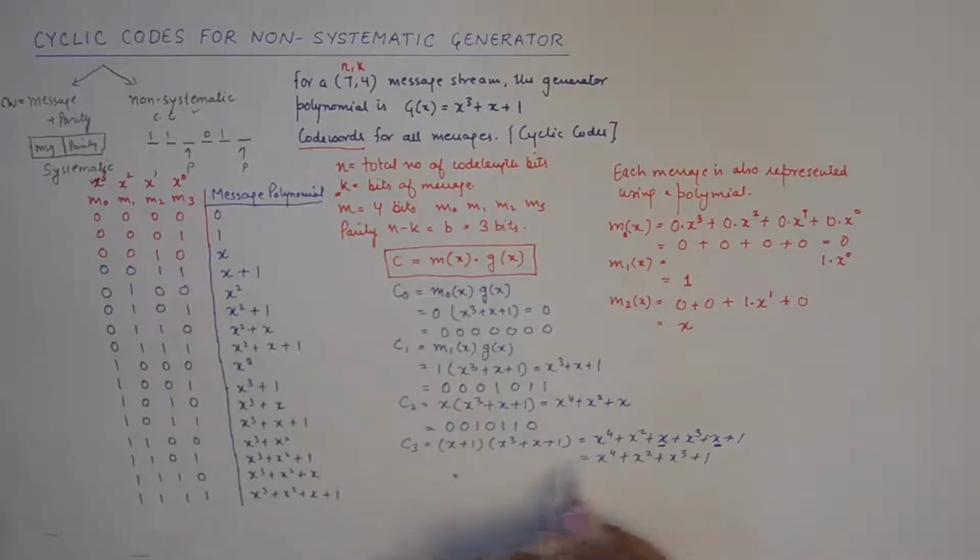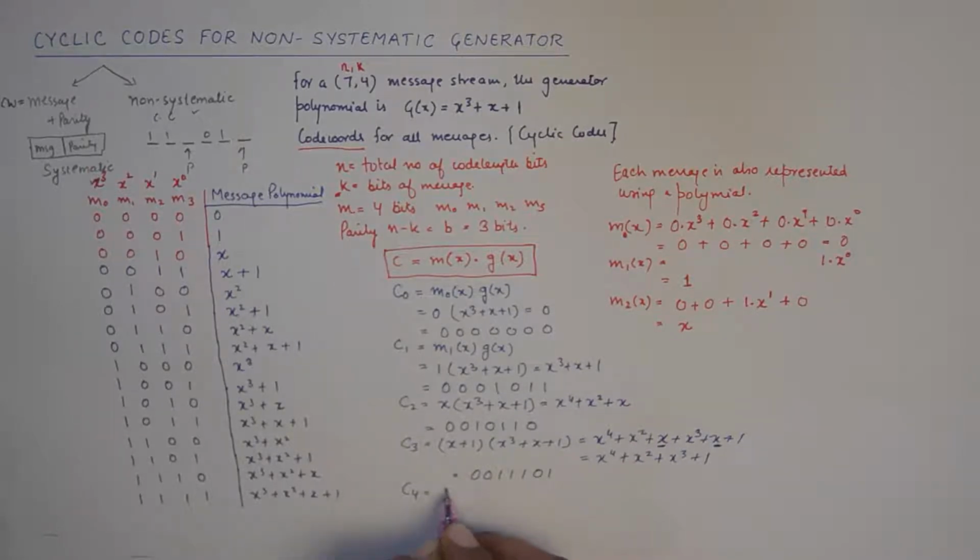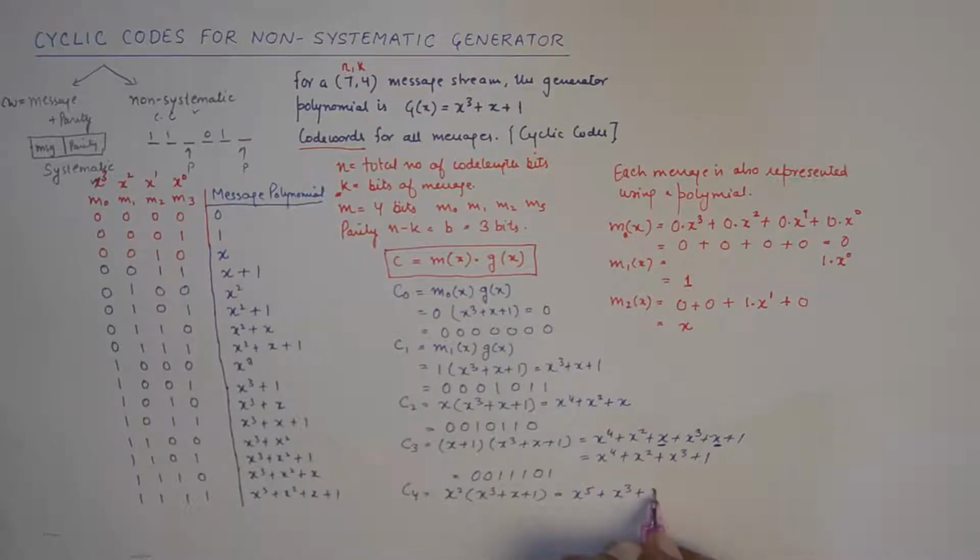So the code word becomes 6 is absent, 5 is absent, 4 is present, 3 is present, 2 is present, 1 is absent, and 0 is present. 1 is, by the way, a representative of the power 0. And going forward, C4 can be calculated as x squared, which is the message polynomial, multiplied by x cubed plus x plus 1. So this becomes x5 plus x cubed plus x squared. So no repetitive terms. So we have 6 is missing, 5 is there, 4 is missing, 3 is there, 2 is there, 1 is missing, and 0 is also missing.